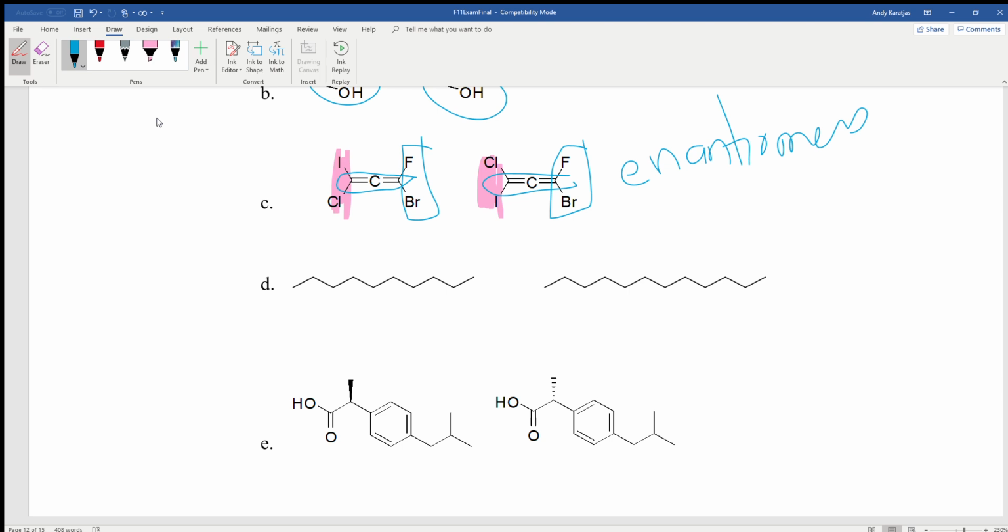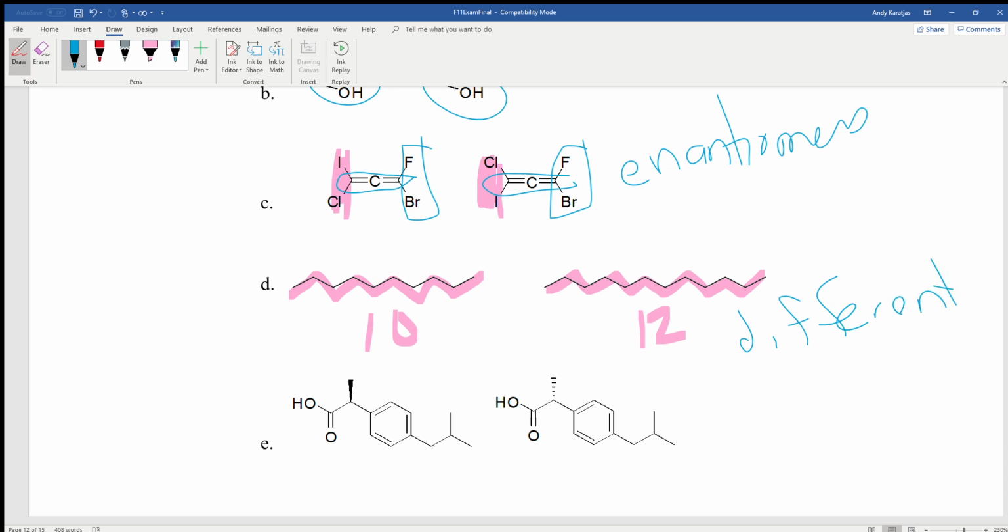Part D looks pretty straightforward because there's clearly no chiral centers. We have 2, 4, 6, 8, 10 carbons on the left and 12 carbons on the right. So, given the chemical formulas are not the same, these are just completely different molecules.